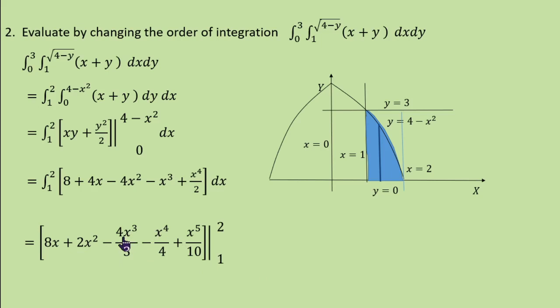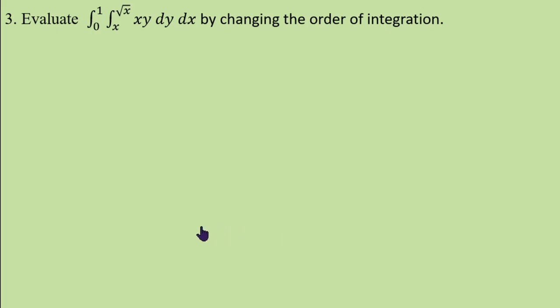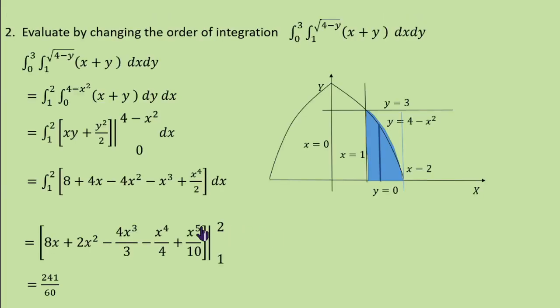7 into 4, 28 by 3. And then 16 minus 1, 15 by 4. And here 32 minus 1, 31 by 10. So that value is 241 by 60. Just substitute in the calculator.